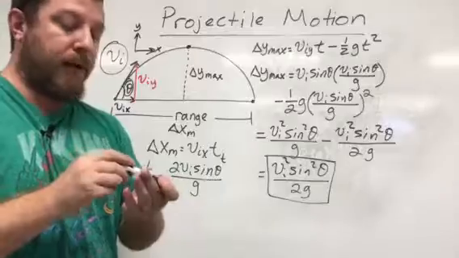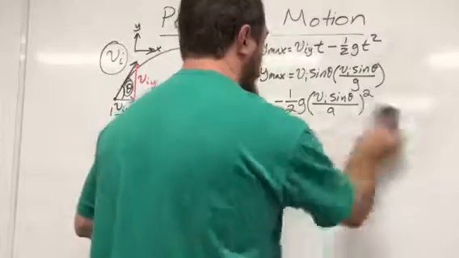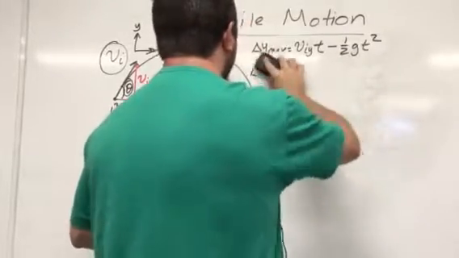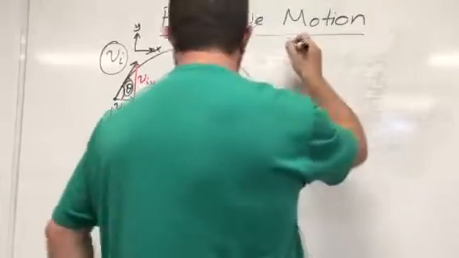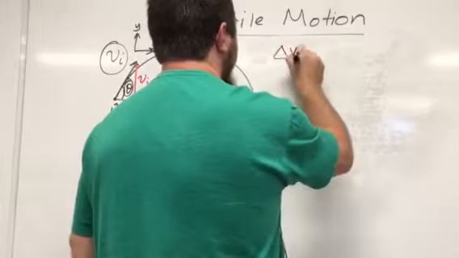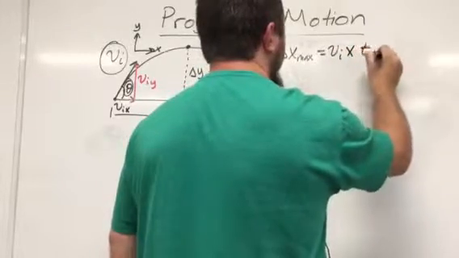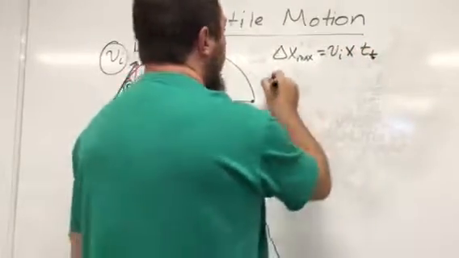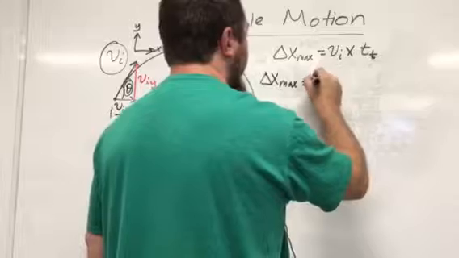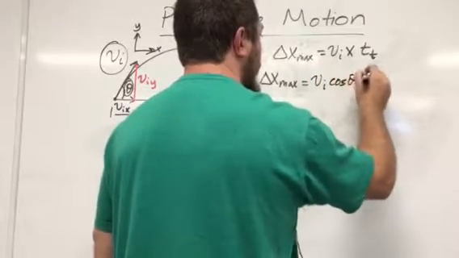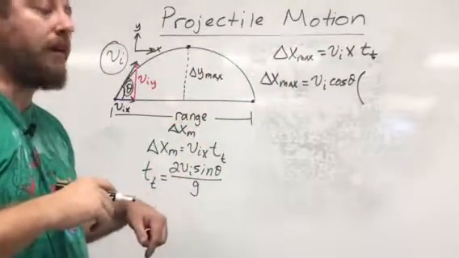Now, what about the range? How can we find the range? Well, again, there is no acceleration in the x direction. So if there's no acceleration in the x direction, then delta x max is going to be equal to Vix times my total time. And so delta x max is going to be Vi cosine theta times our total time of 2 Vi sine theta over g.